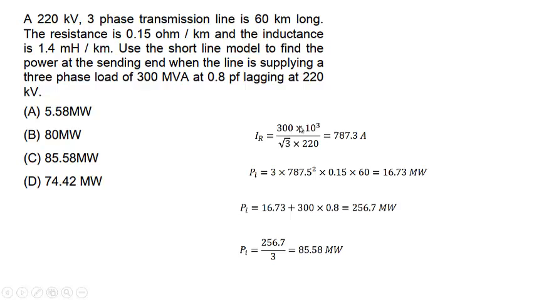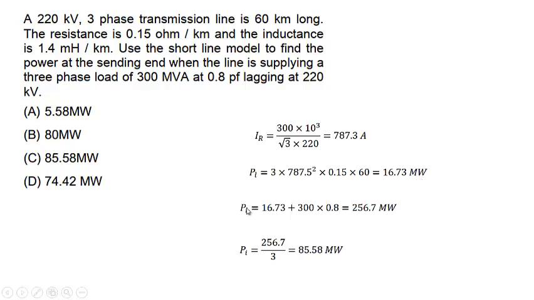Actually, this is VI is equal to MVA. So that's why I have not used here the power factor. And root 3 because it's again three phase. So 300 into 10 to the power 3 divided by root 3 into 220, it comes out to be 787.3 amperes. So PL, that is the power loss in the resistance, that is equal to 3 into 787.5 square, that's the current, multiplied by 0.15 ohms into 60, that is the 60 kilometer long. It comes out to 16.73 megawatt.